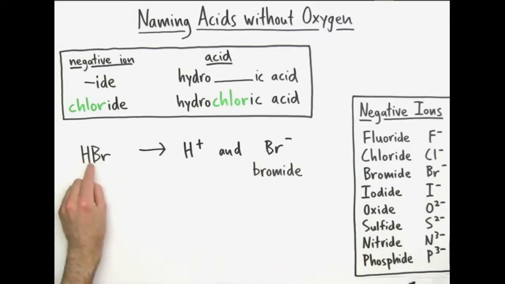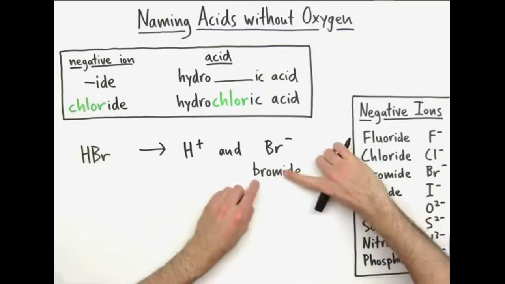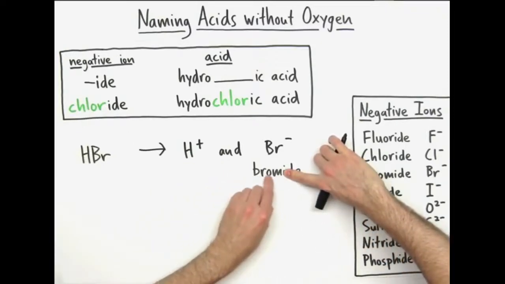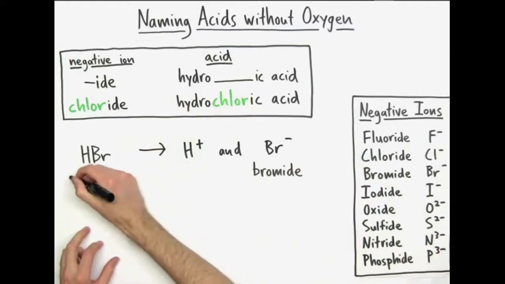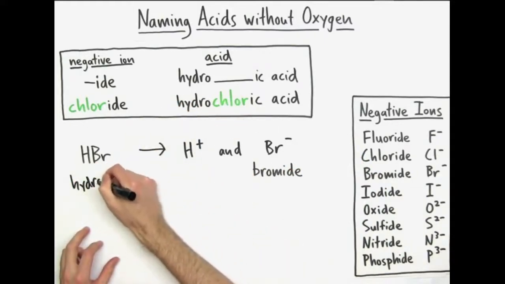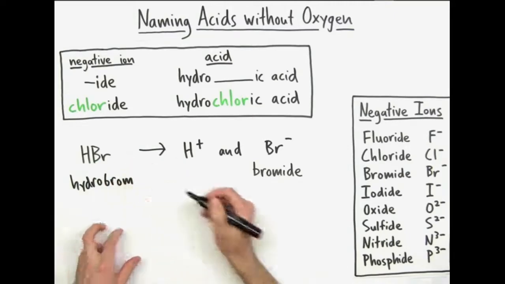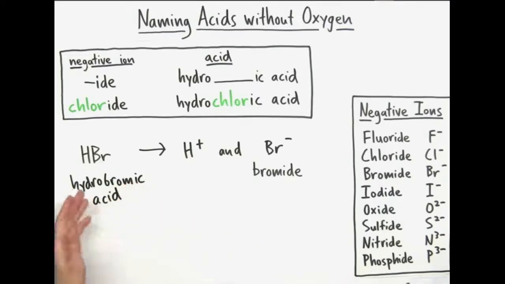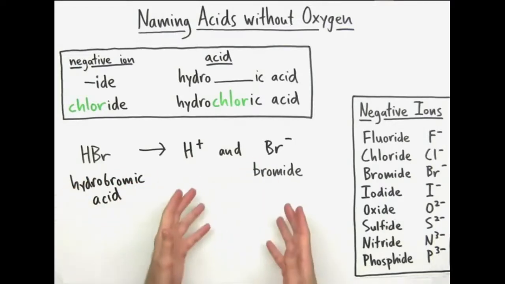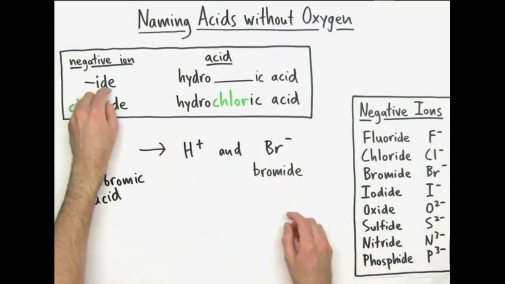So to name this acid that has bromide in it, we're going to follow these rules. We take the IDE off, we take the stem, BROM, and we stick it between hydro and ic. So we're going to get hydro, brom, ic, acid, hydrobromic acid. So that's how we name these acids without oxygen, where the negative ion ends in IDE.